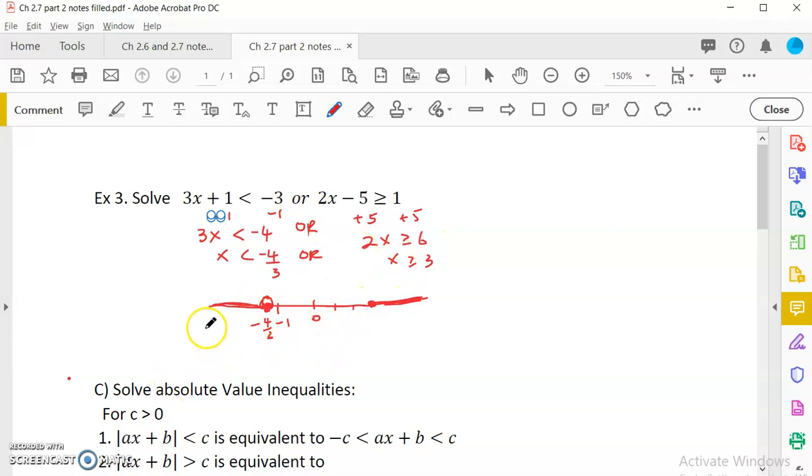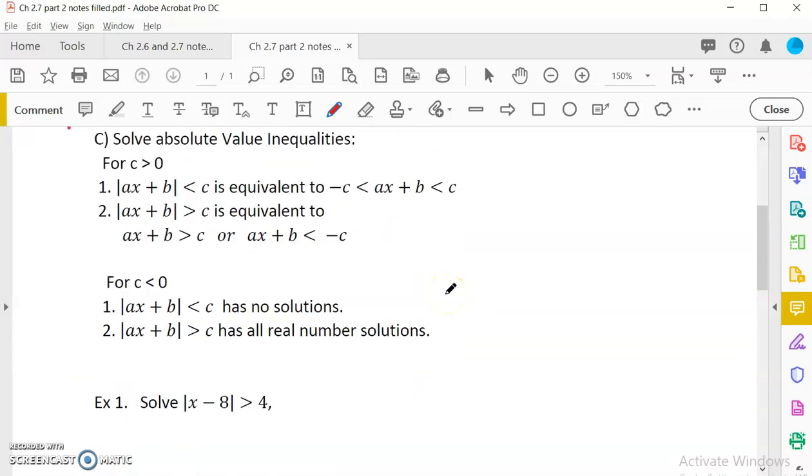Now in interval notation, we say negative infinity up to negative 4 over 3, with an open parenthesis, then a union. We use a square bracket because it includes 3, from 3 to infinity. So that's the answer. When you do OR, that's how you do it.